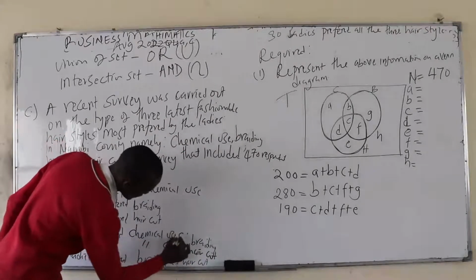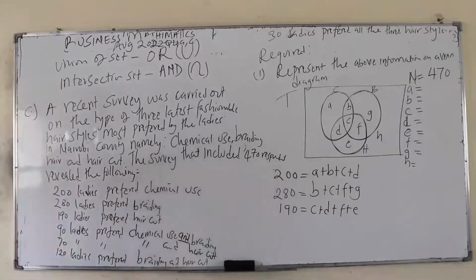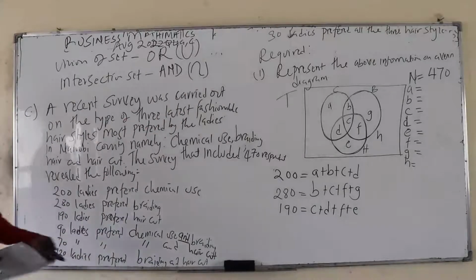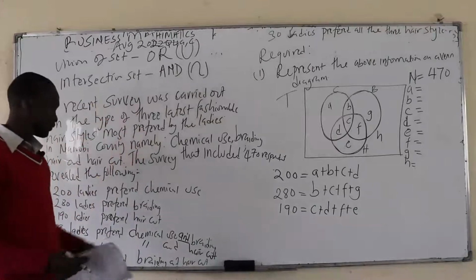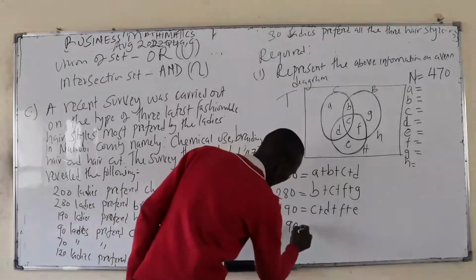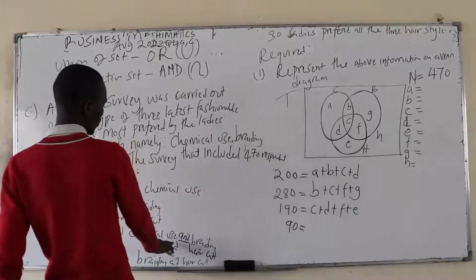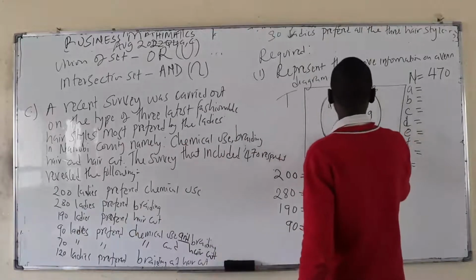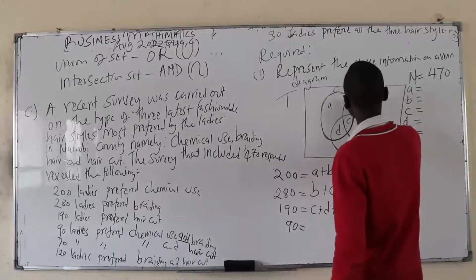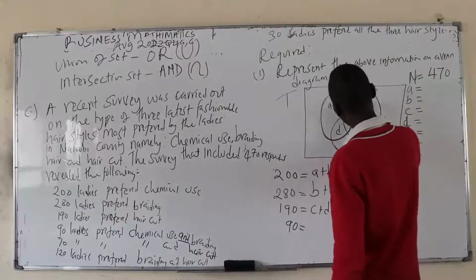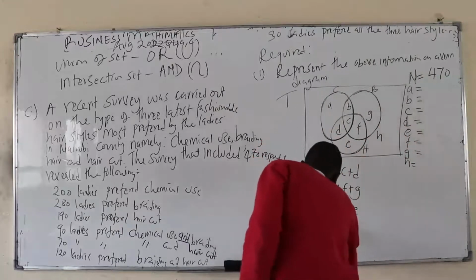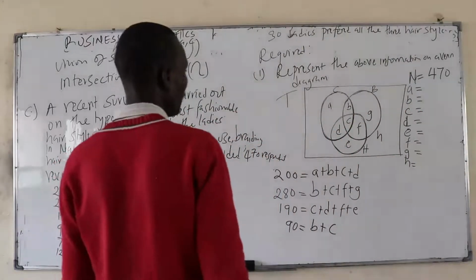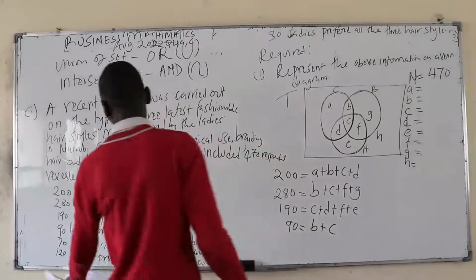The total number of the people that were interviewed was 470. So our total number n was 470. What we are required is to crack this number to see how many were represented by A. After cracking, we'll come and write them here. In our question, we were told that there was no lady that did not like any hairstyle.